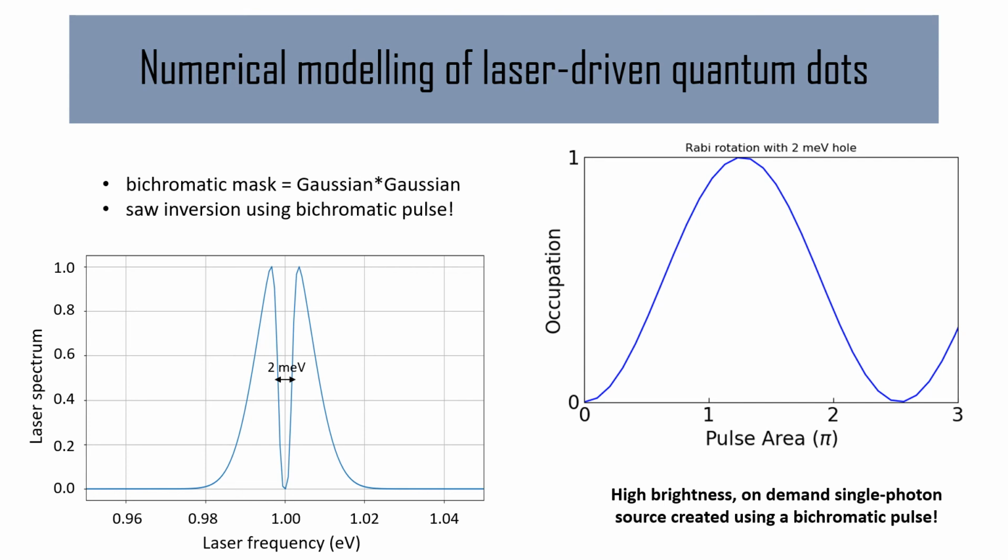As you can see in the figure on the right, we were able to get inversion at a pulse area of about 1.3 pi, thereby creating a high brightness, on-demand, single photon source using a bichromatic pulse.